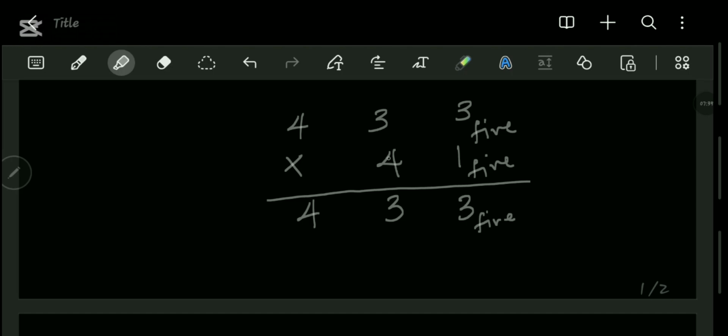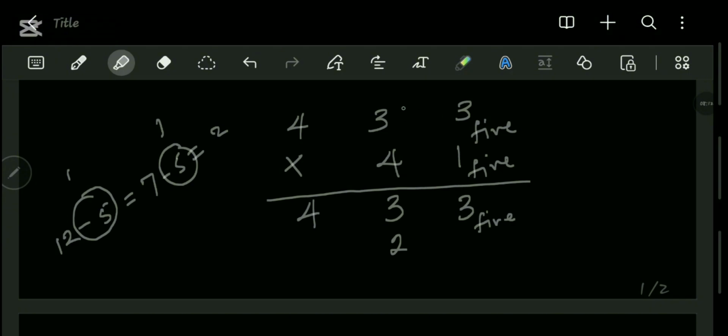4 times 3 is 12, but I can't write 12 directly here, right? So I'm having that 12, subtract the base from it. 12 minus 5 is 7, and 7 also is bigger than 5, so 7 minus 5 again is 2. Are you seeing that? So 2 now is not up to 5, so I can drop my 2 here. And how many times did I have to subtract 5? I subtracted 5 2 times, so it means I'm carrying 2 over to this digit here, right? So I'm carrying 2 over here.